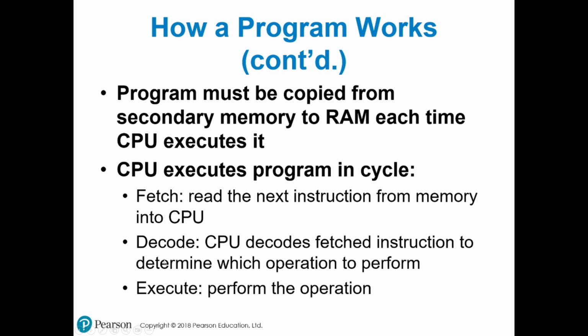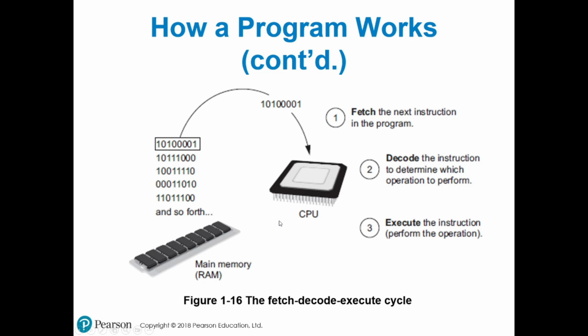So basically, fetching is reading the instruction, decoding is understanding the instruction, and execution is performing the operation based on the decode, right? And so this is the pictorial representation. This is the main memory, RAM, if you can see, and the op codes, or operation codes, are available in binary format.